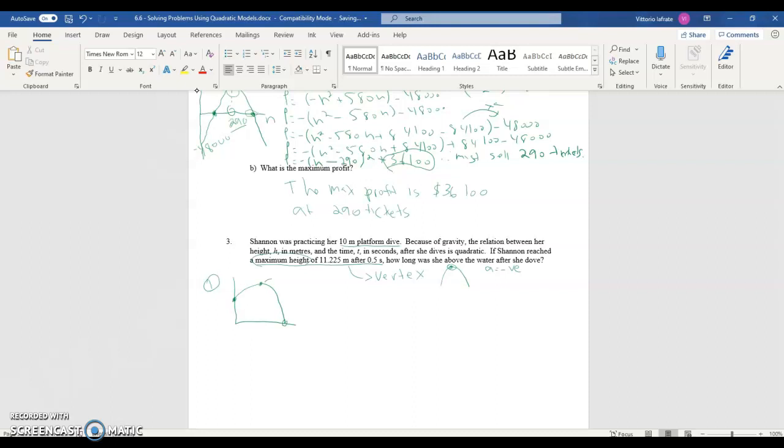If we label this graph properly, we'd have our height over here, our time over here. So this would be our 0.5, 11.225. In other words, this distance here would be the 11.225 meters, and this time here would be 0.5 seconds. So it takes you 0.5 seconds to reach the maximum height, and afterwards you go back down. What this 10-meter platform dive told us is that at 0 seconds, she's already 10 meters above the water. In other words, this is our y-intercept.